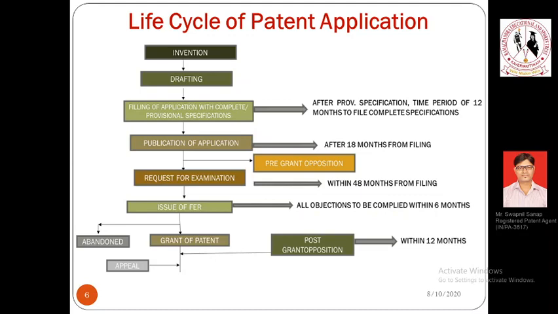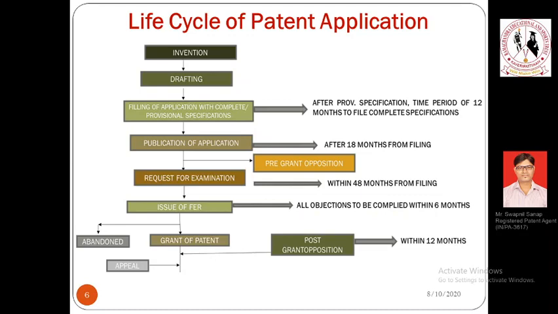The most important difference between complete and provisional application is that a complete application is an application wherein you submit all the details about your invention, including what your invention is, what problem it solves, how it is possible to implement that invention, and what all things, components, are required to implement that invention.